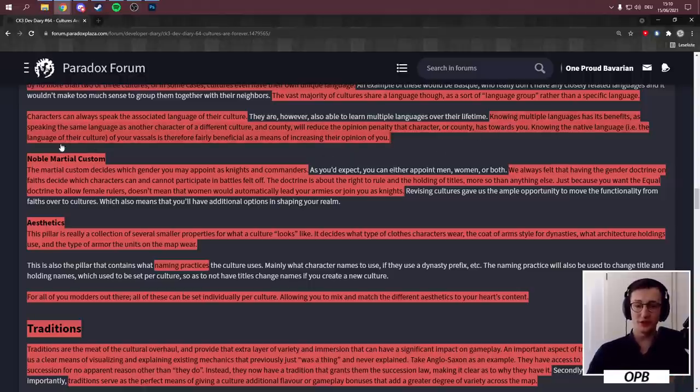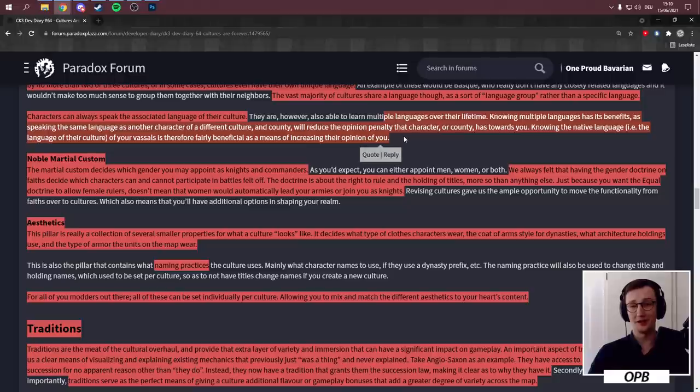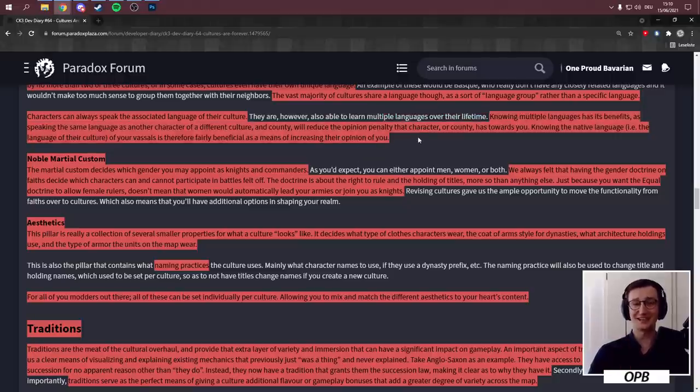Knowing the native language, for example, the language of their culture, of your vassals, is therefore fairly beneficial as a means of increasing their opinion of you. This is massive. Until now, basically impossible. Until now, this entire section is basically impossible in gameplay terms. It is so static in gameplay terms.